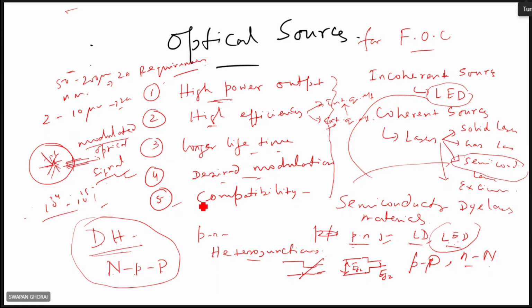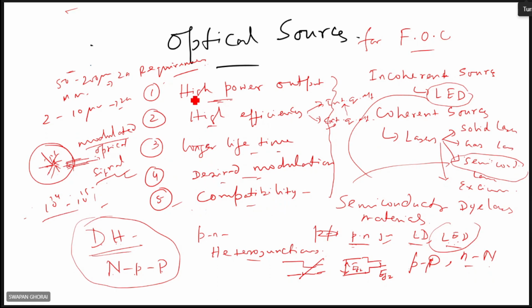The fifth condition is also most important: compatibility. I have mentioned it just now. If you have a big source, that cannot be used for fiber systems, because the fiber dimension is very thin. A very small number of photons will be launched within the fiber, so output power will be almost nil. So compatibility is important. The fiber dimension and the source dimension must be of similar dimensions. So compatibility is another requirement for optical sources.